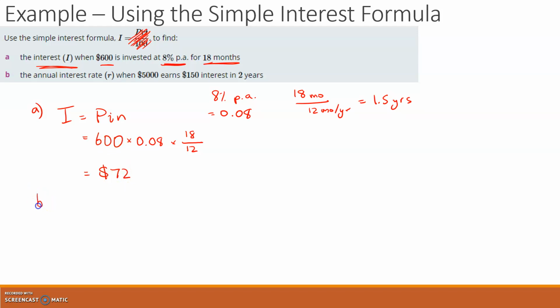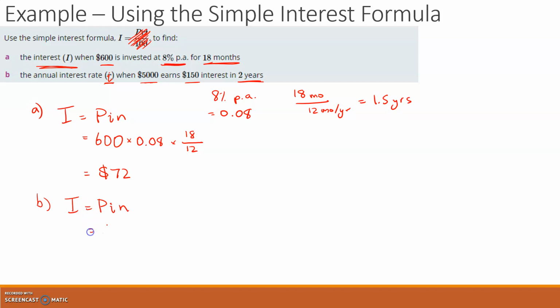Alrighty. Now B says the annual interest rate when $5,000 earns $150 of interest in 2 years. So here my unknown is not capital I, it's actually lowercase r, or we call interest rate lowercase I. So let's take a look. I'll write my formula because I know it's simple interest. I'll fill it all in and then see what's missing.